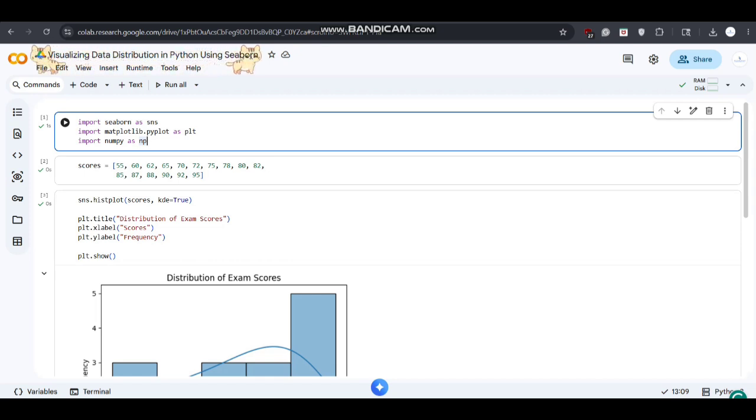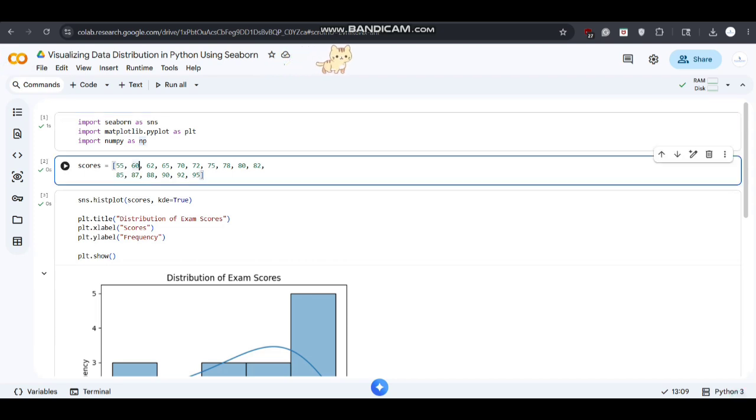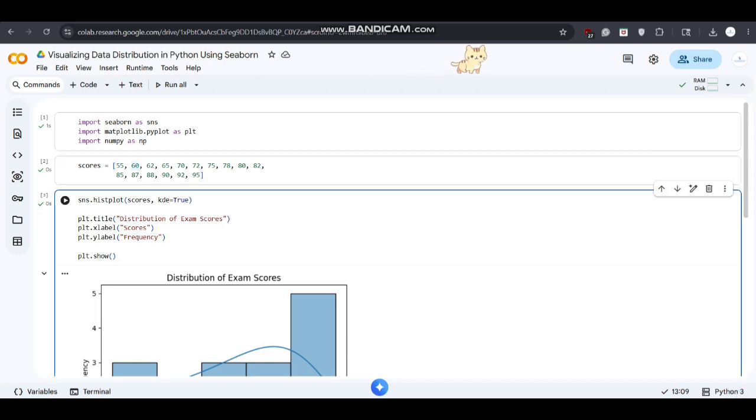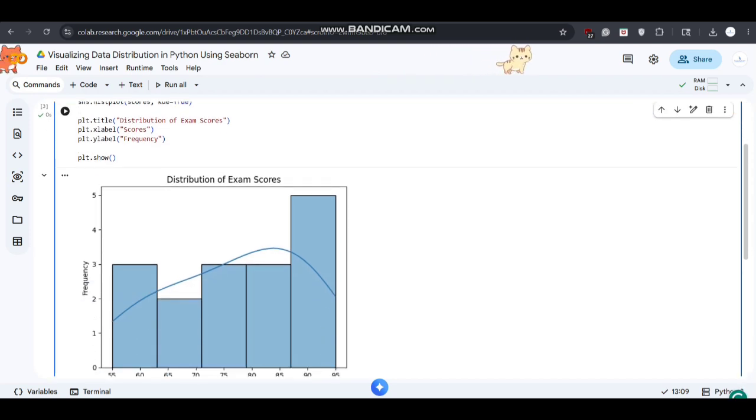So at first we have imported the required libraries here. Then we have created a sample dataset representing exam scores. And finally, we have created the distribution plot using the Seaborn library.